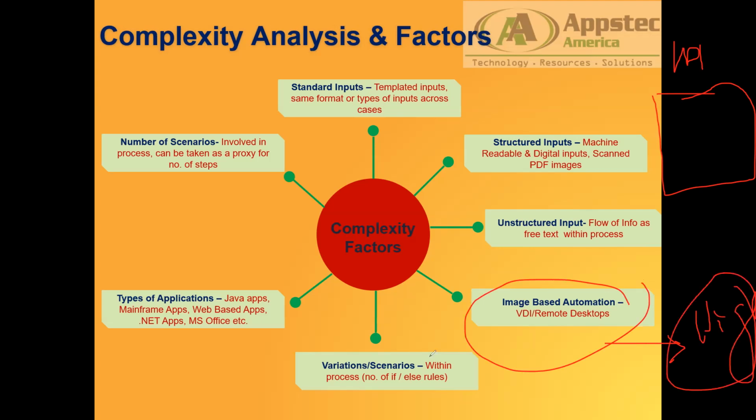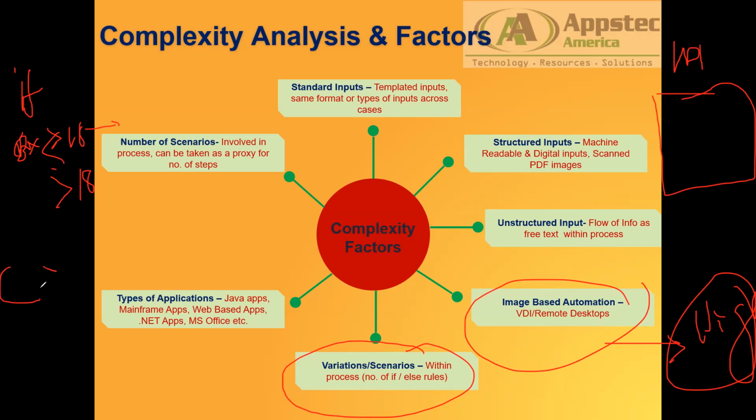Okay. And next is what we have already told, variations or scenarios. If I have a lot of ifs and buts in my process, like let's say a banking process of giving a loan, there are a lot of criteria. If the customer's age is less than 18, don't give a loan. If it is greater than 18, give a loan. If a customer's age is greater than or equal to 25, give them a maximum amount of, let's say, $100,000, something like that. So there are a lot of ifs and buts in my process, if and else rules.